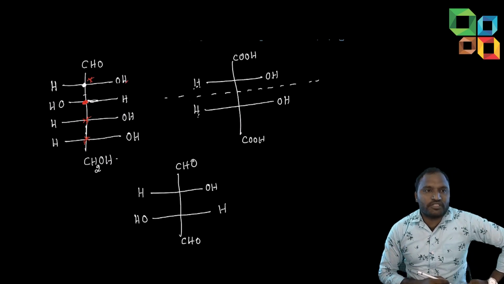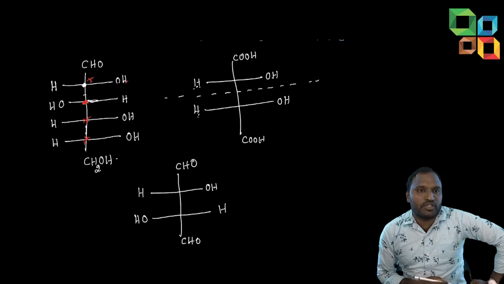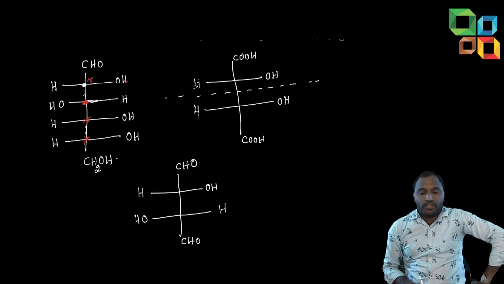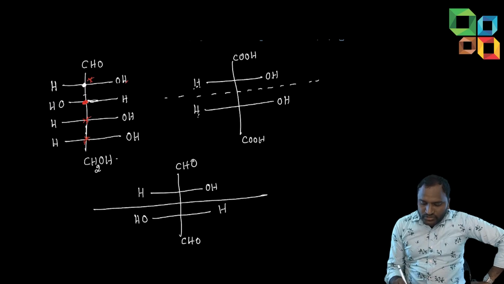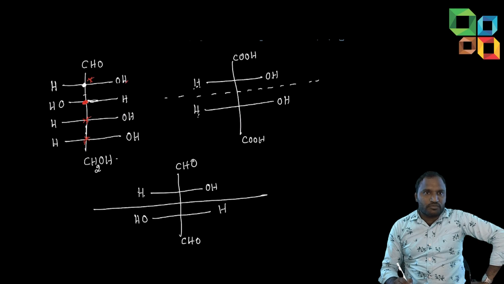Is a plane of symmetry present or not? If it is present, yes, you put it. Otherwise, no, you send. No plane of symmetry. If I divide, do you think it is a mirror image for this? Here H is there, OH is there. Is it a mirror image?